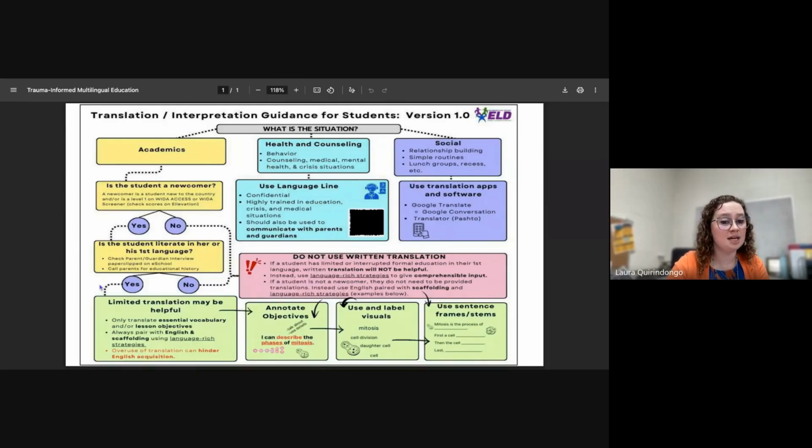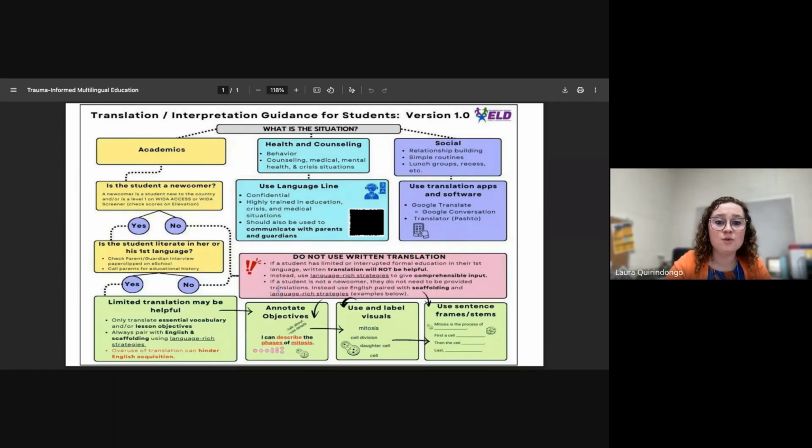If the answer is yes, then limited translation may be helpful. And the key term here is limited. Essential vocabulary, lesson objectives, but it should always be paired with English scaffolding and language-rich strategies to make sure that they're still learning and acquiring English. Because if we translate every single thing that we give them, then they're going to rely heavily on that, and it might hinder their language acquisition of English. So we need to be very conscious and methodical about how we're using translation.